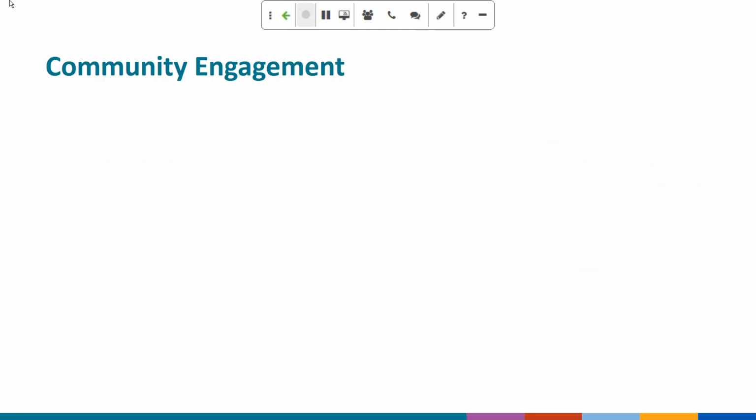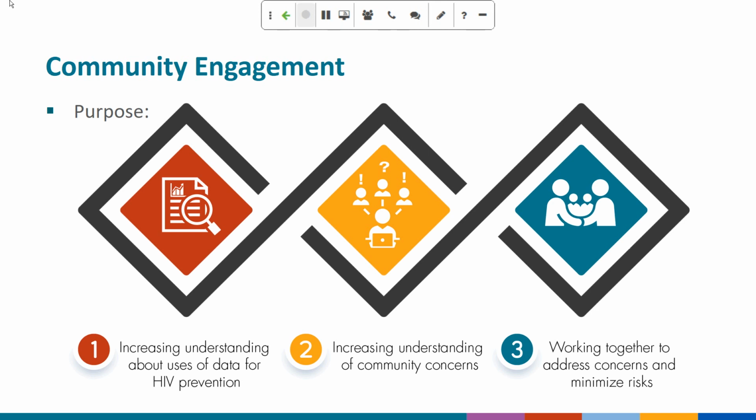CDC has provided guidance for including communities in planning for HIV prevention programs since 1993. And existing HIV programs were shaped with significant input from communities. CDC and state and local health departments continue to support engagement with communities and partners in prevention with three aims in mind. First, to increase our partners' understanding about how and why we use data for HIV prevention purposes. Second, to increase CDC and health department understanding of community concerns related to the new ways we are using data. And third, to identify ways that we can work together to address these concerns and minimize risks associated with these practices.